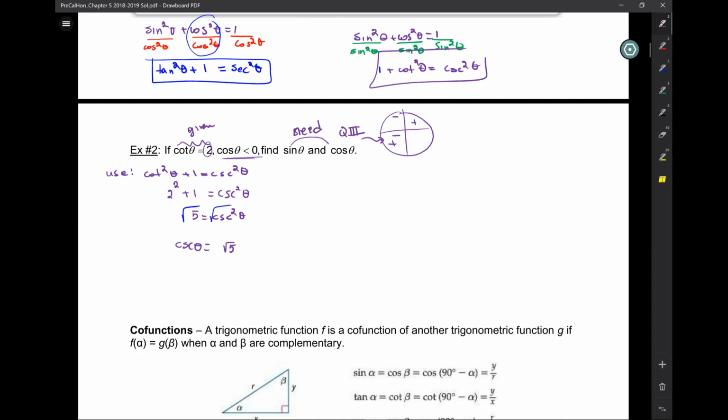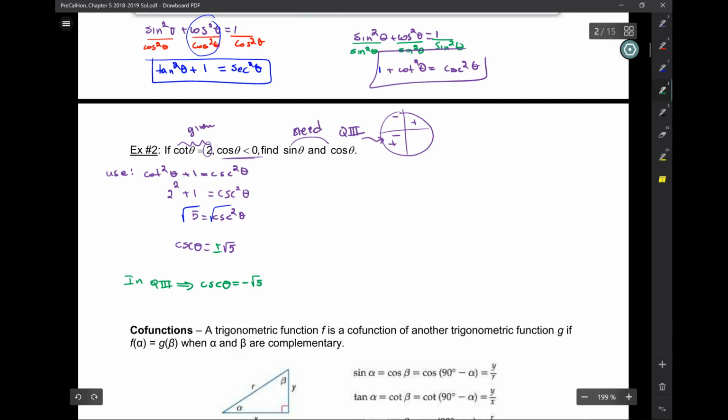So what are we missing here? Plus or minus. But we just said that we're in quadrant 3, right? So in quadrant 3, cosecant or sine is negative. That means cosecant of theta is negative root 5.